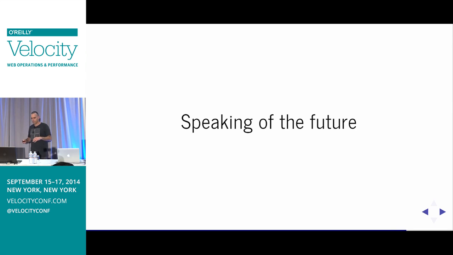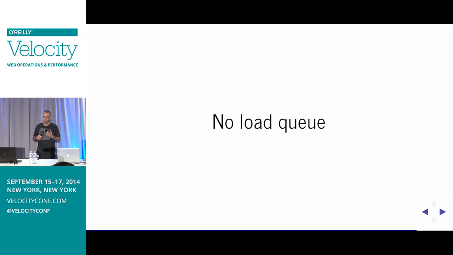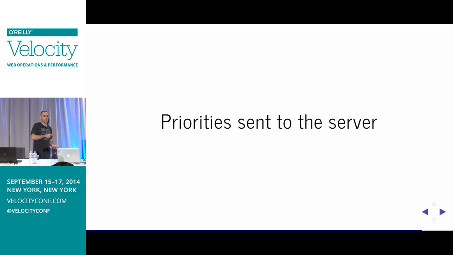What happens when HTTP 2 comes around? Or it's already here, but when it's widely deployed. Because it eliminates the load queue. The priorities that were previously used to just tell the browser which requests to send to the server first are now sent to the server. So it's the server's job to handle these priorities. And we could say that because we're eliminating the contention avoidance, the part where render blocking blocks all other resources, the preloader would have more impact in an HTTP 2 world.